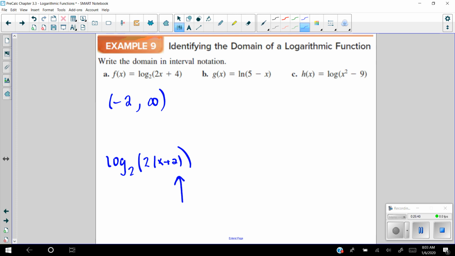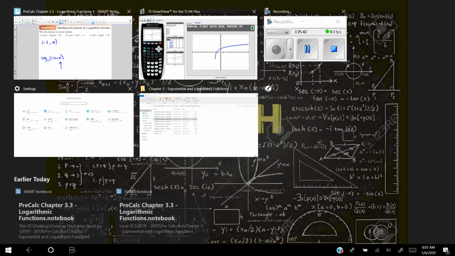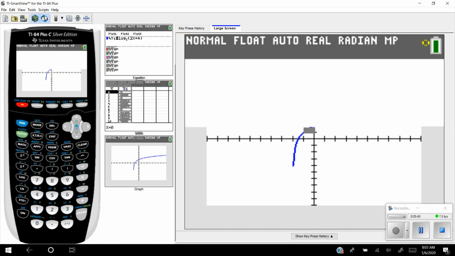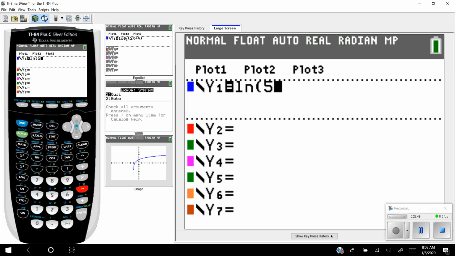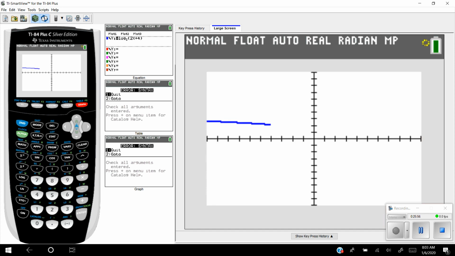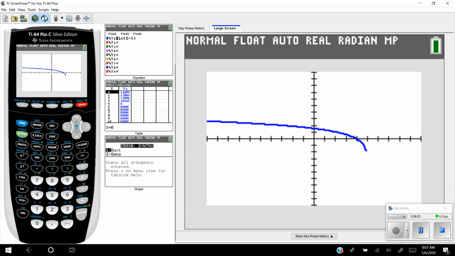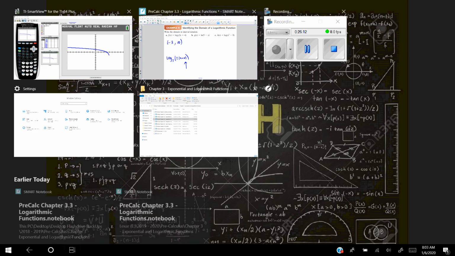All right, natural log of 5 minus x. Some of you should probably be able to predict what this will be without even graphing it. I get 5 minus x. We have a reflection here due to that negative on the x, reflection over the y-axis, and then we also have a shift, what appears to be right 5 units. So this time our domain is going to be everything from -infinity to 5, of course exclusive.